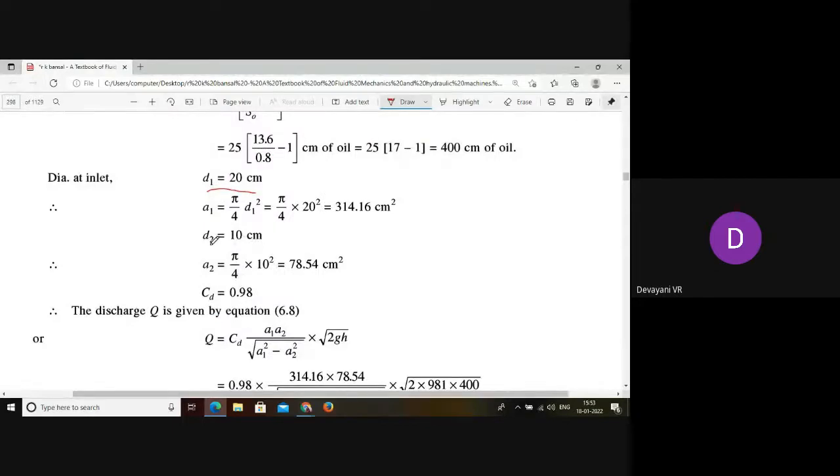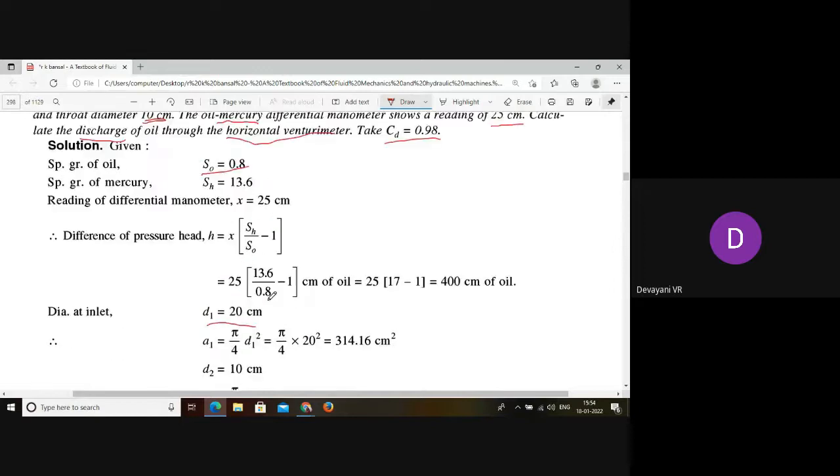At the throat, D2 is given as 10 centimeters. Always D1 is the bigger value and D2 is the smaller value. Do remember that. So the bigger value is at the inlet, and the smaller value is at the throat, because the throat is smaller, so its diameter is smaller. Then A2 can be calculated by using pi D2 square by 4, and they have given CD as 0.98.